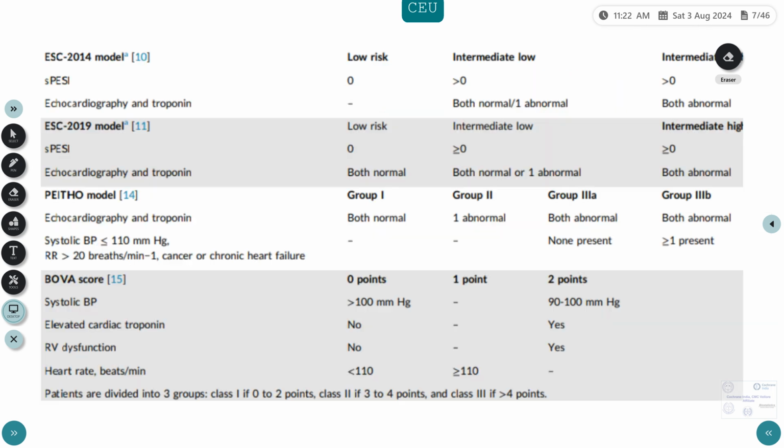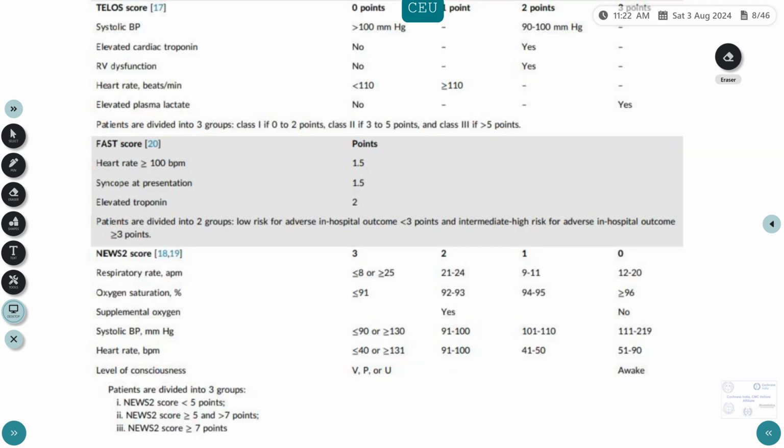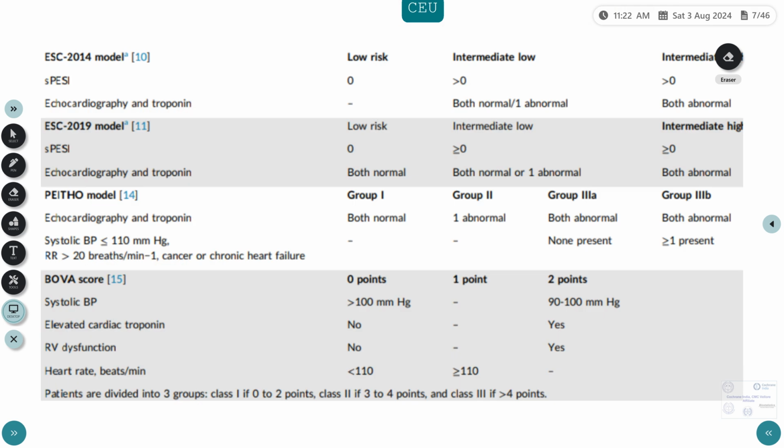Now coming to the variables. So these are the different models that we've looked at. The ESC, or the European Society of Cardiology, 2014 and 2019 models, the PESI model, BOVA score, and TLOS, FAST and NEWS2. As we can see, each of these scores have different variables like echocardiography and troponin T, and systolic blood pressure cutoffs, respiratory rate cutoffs, heart rate, and they have assigned a few categories like the ESC model. They have divided into 3 groups: low risk, intermediate low, and intermediate high.